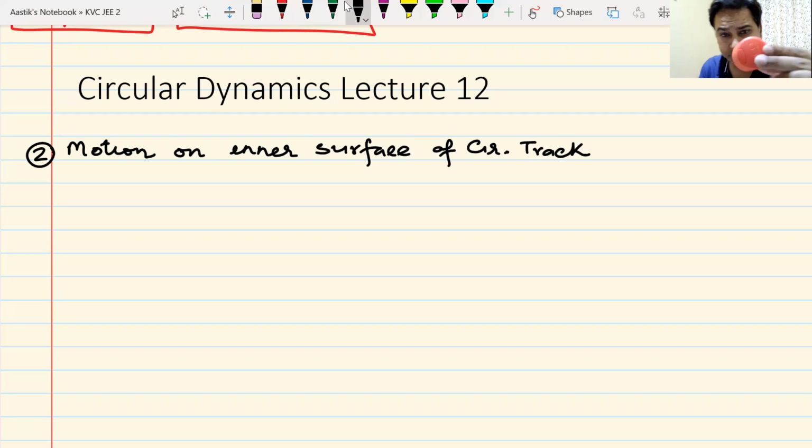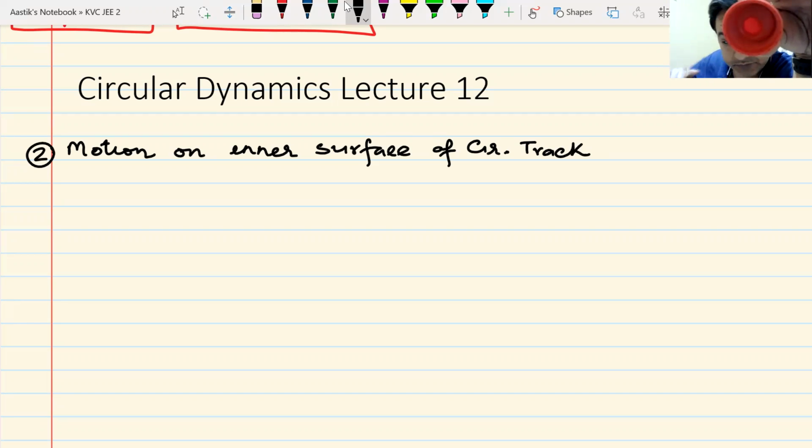Up till now, the motion was happening here on the top. The body was moving like this on the top. Now, what is going to happen? It is going to move in this circular groove. So the motion now is going to happen inside this circular track.